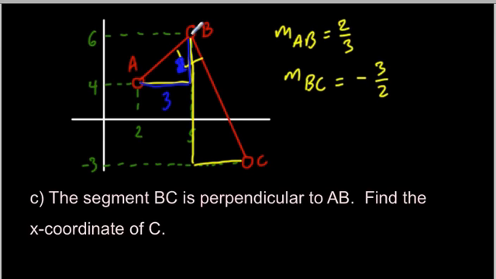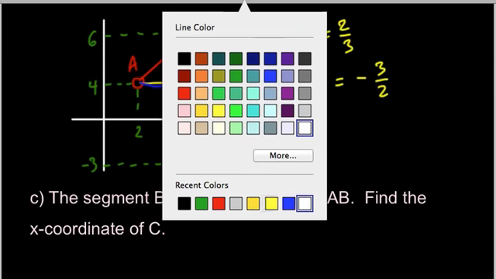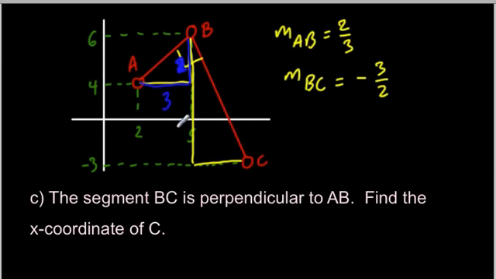So the ratio of this slope, in other words, this is the rise and this is the run, should be, let me use white actually. The ratio of this one should be negative 3 to 2. So in other words, this run is negative 3. In other words, the ratio has to be from negative 3 to 2.